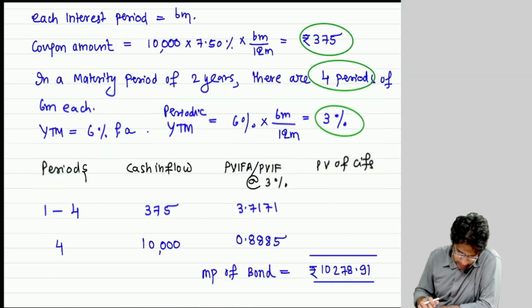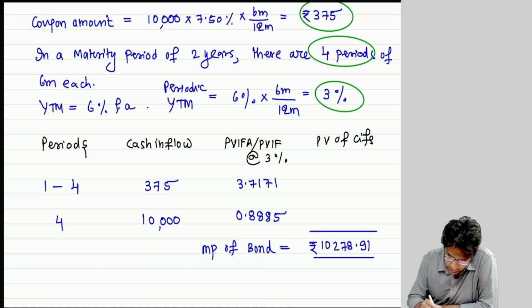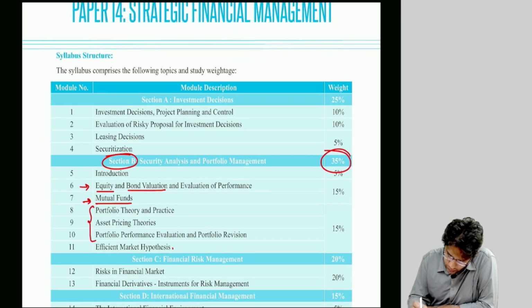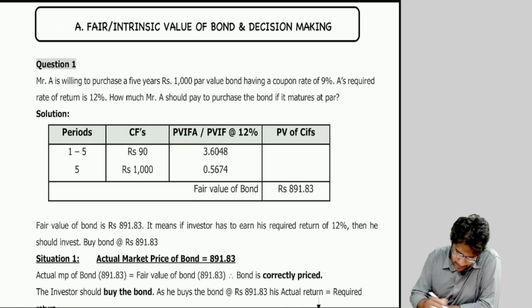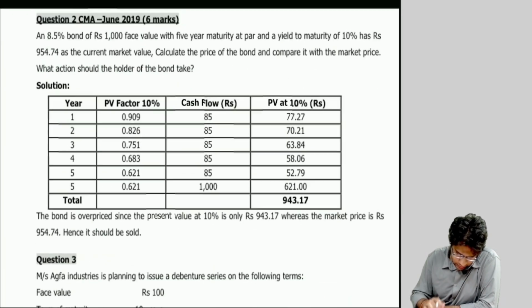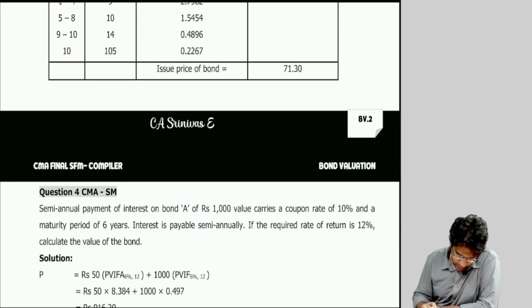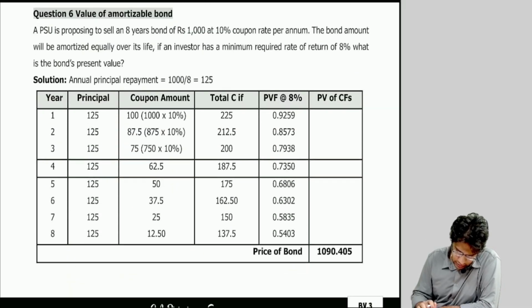Then lastly we have done a couple of questions on semi-annual bonds and all. We'll go to another question. One is over. Two I have discussed with you. 3 I have done. 4 you handle on your own. 5 I have done. You want to try the sixth one?